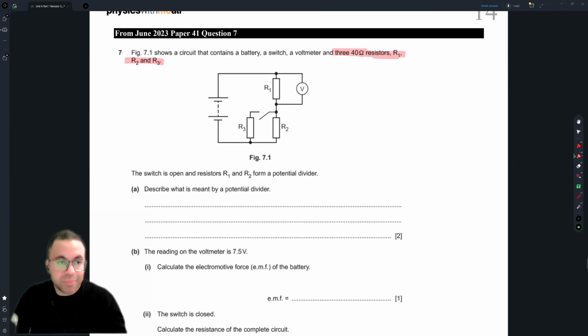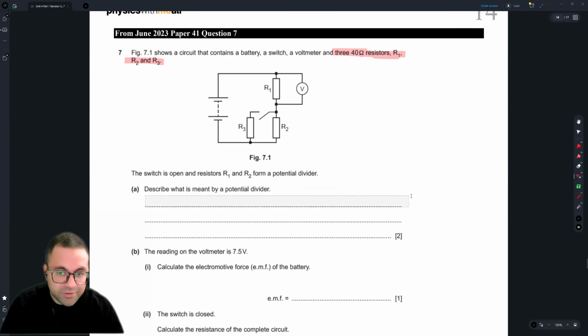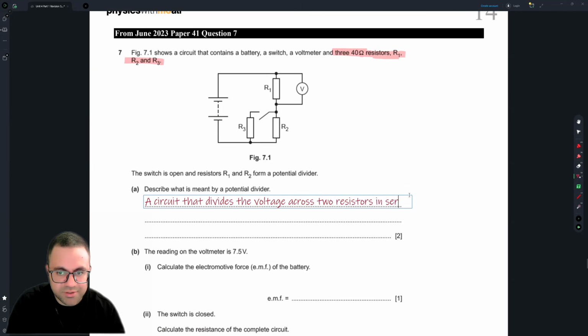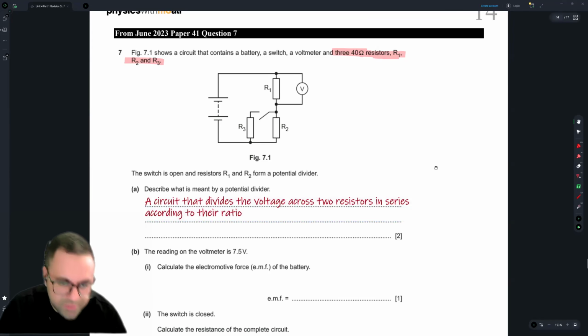Proportional to the ratio, depending on the ratio. That is what a potential divider is, and that's the function of it at the same time. So a potential divider is just what? A circuit that divides the voltage across two resistors in series according to their ratio, or according to the value of the resistance, or proportional to their values.